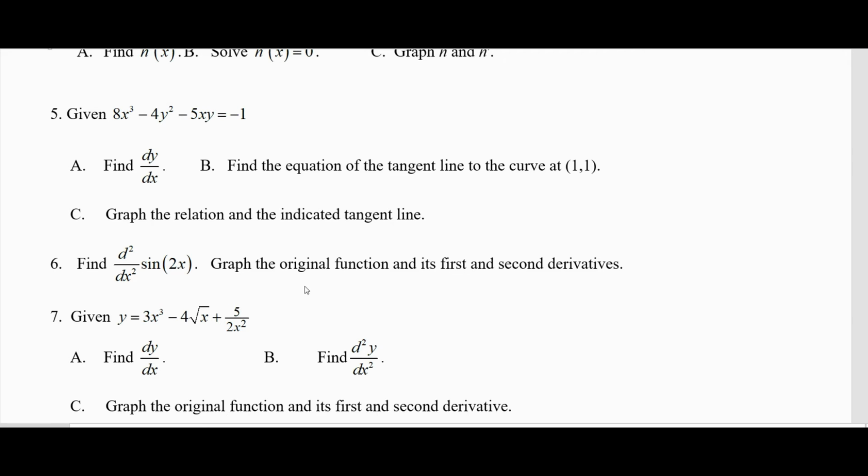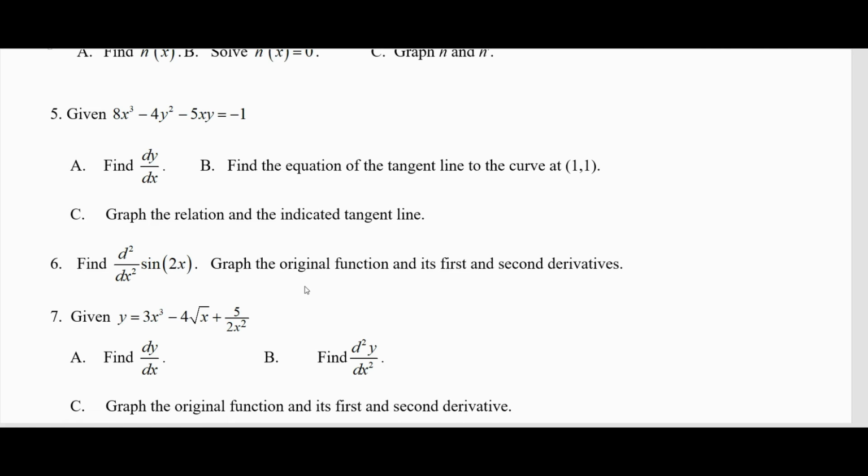Next, take the implicit relation 8x cubed minus 4y squared minus 5xy equals -1, and find dy over dx. Use that to help find the equation of the tangent line of the curve at (1, 1). Verify (1, 1) actually is on the curve. And then graph the relation and the indicated tangent line as a check.